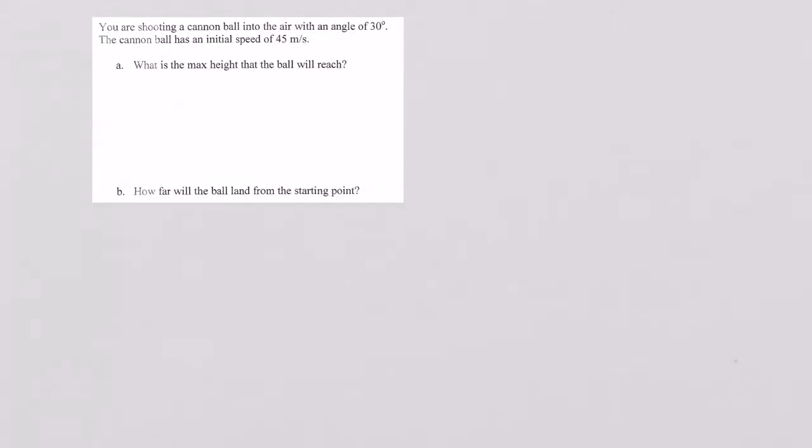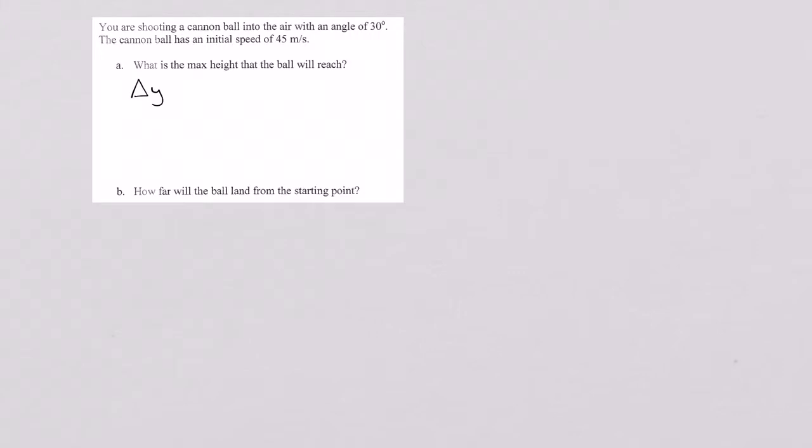Hello and welcome to a projectile motion problem where we are shooting a cannonball into the air at an angle of 30 degrees and an initial speed of 45 meters per second. We're given the angle and the initial speed, and we are solving for the max height and how far that ball will be shot. I'm going to solve A first, the max height, which is also referred to as delta y, the change in the y axis.